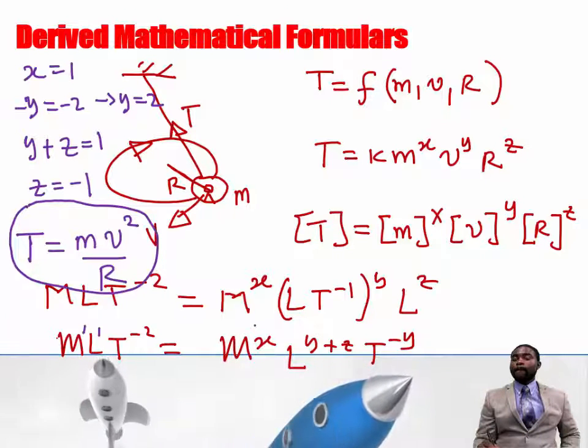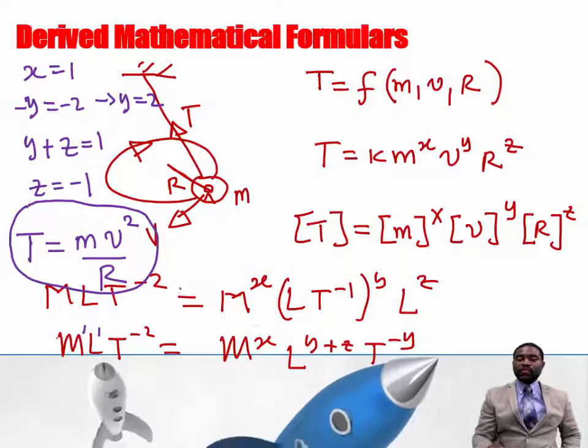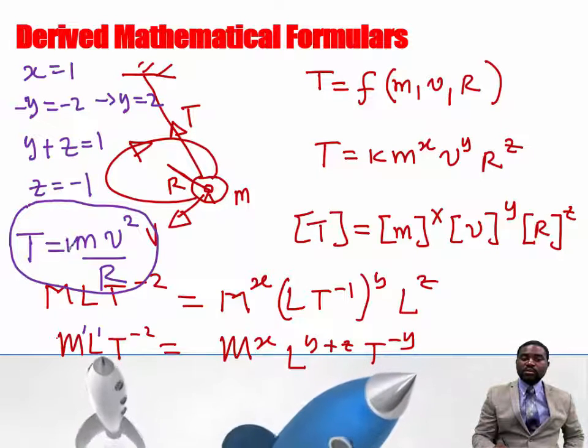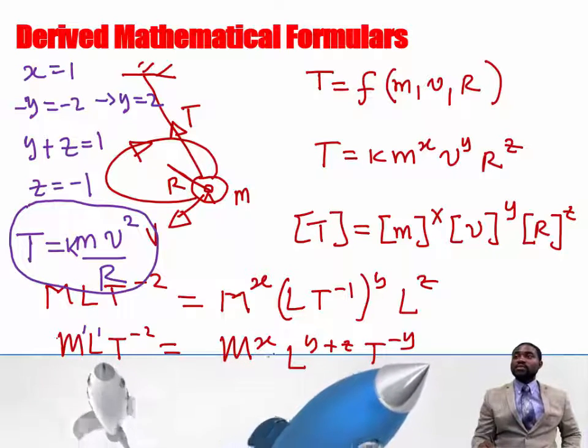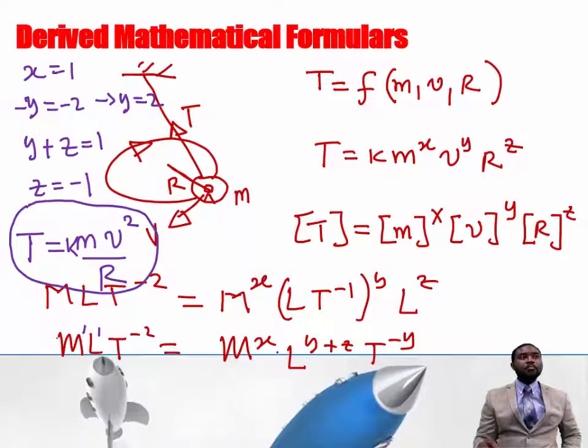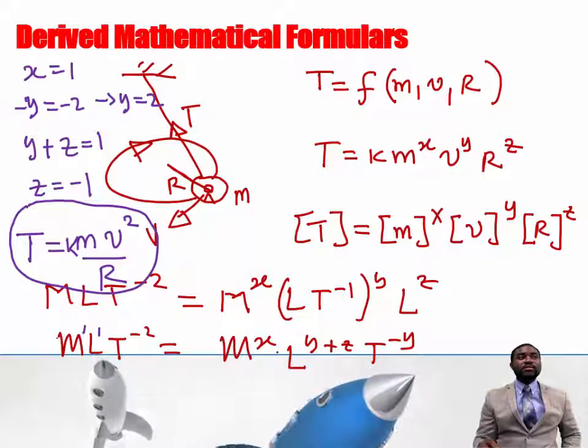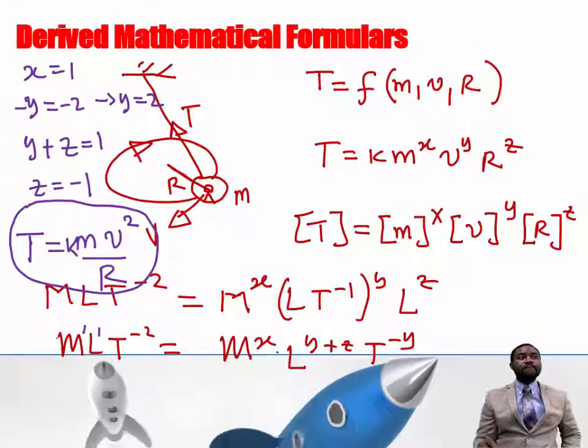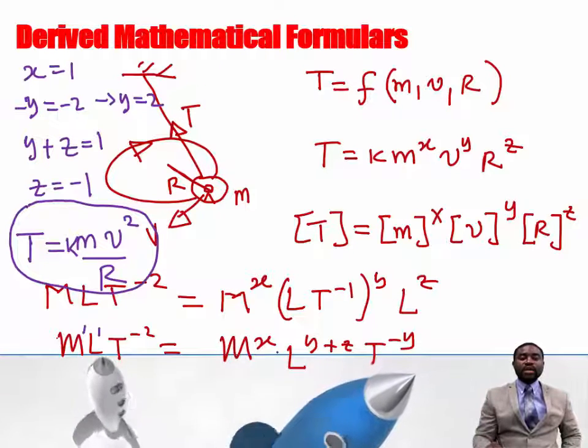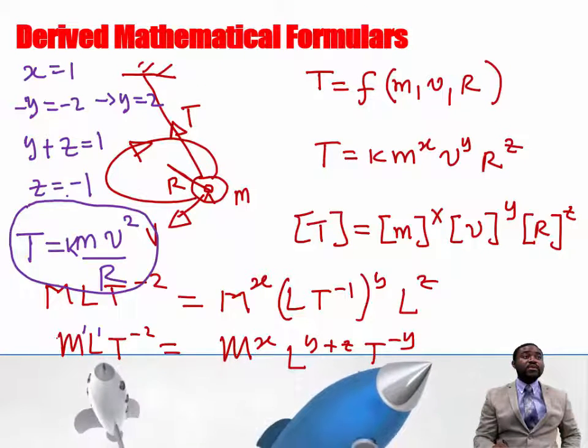Yes, please. Is K no longer included? K is a numerical factor which is actually equal to 1. Yes, please. How did you get it to be divided by R? Because R is raised to the power -1.